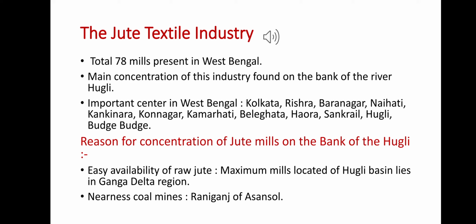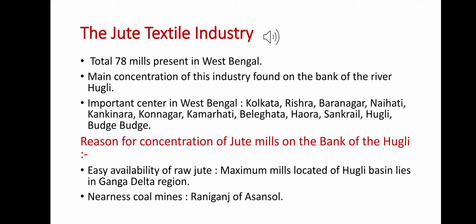Main important centers in West Bengal are Kolkata, Risra, Baranagar, Naihati, Kakinada, Konnagar, Kamarhati, Belghata, Howrah, Sakrail, Hooghly, and Bhojbhoj. Okay. Next, what are the reasons for the concentration of jute mills on the bank of the river Hooghly?